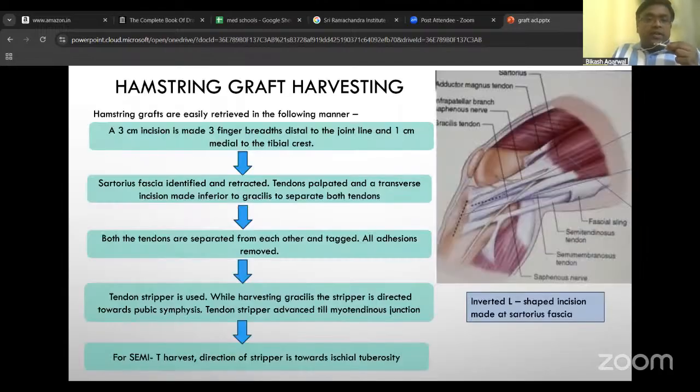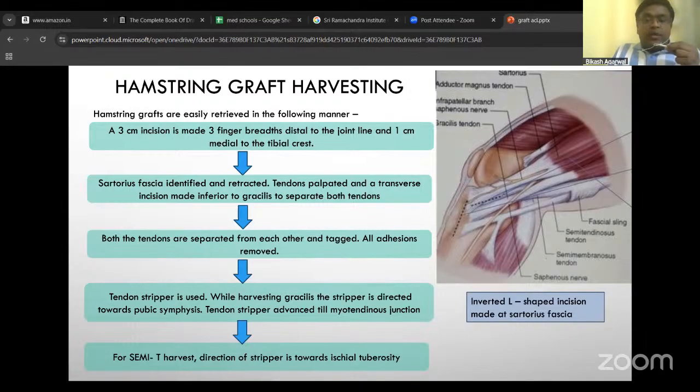So now how do we harvest the graft? Make a 3 centimeter incision, 3 finger breadth distal to the joint line and 1 centimeter medial to the tibial crest. The sartorius fascia is identified and dissected. The tendons are palpated, and a transverse incision is made inferior to the gracilis to separate both the tendons. Some surgeons make an L-shaped incision and evert the sartorius fascia altogether, and then they take out the tendon. Now both the tendons are separated from each other and tagged, and all adhesions are removed.